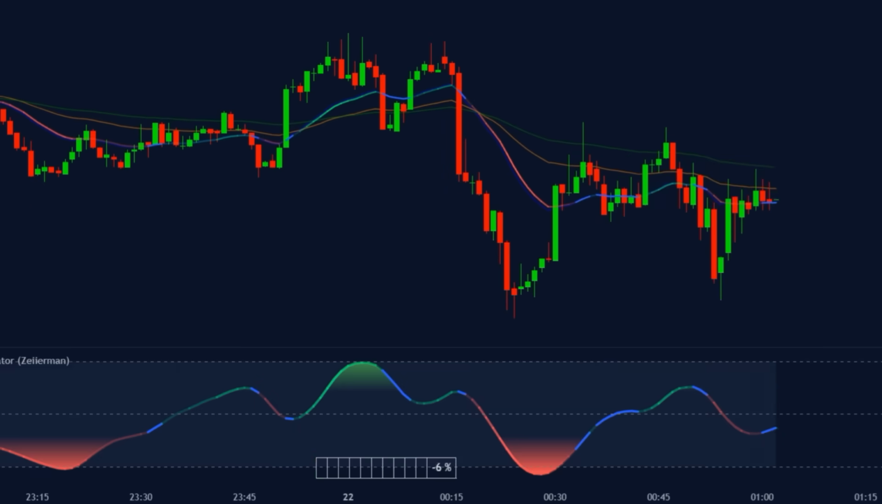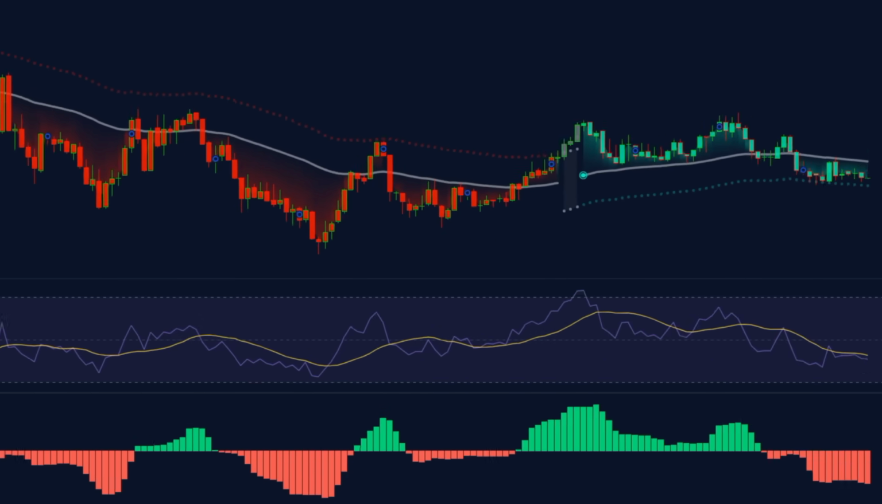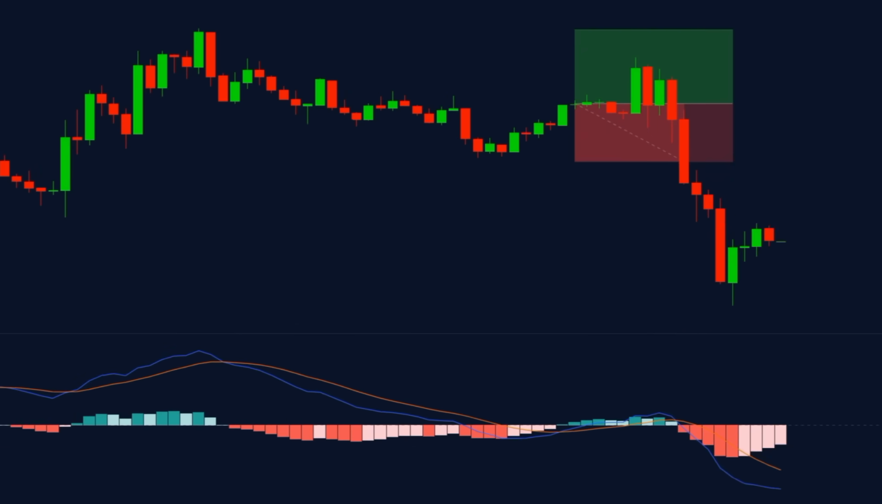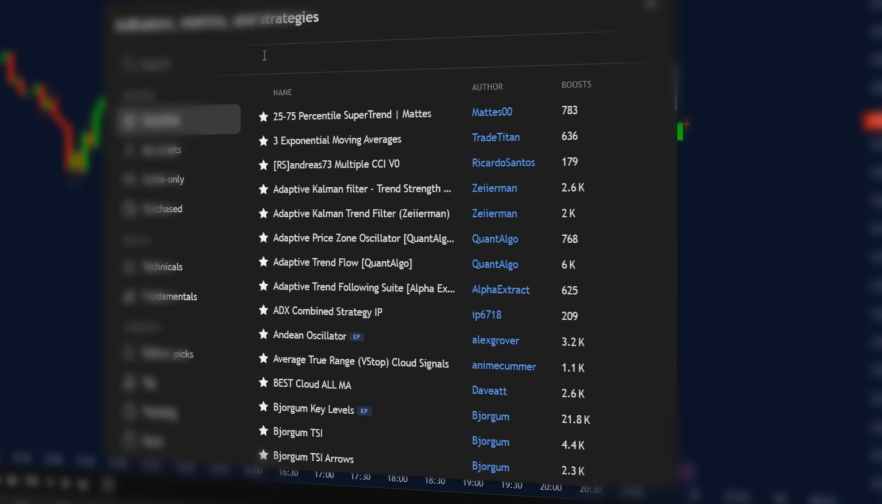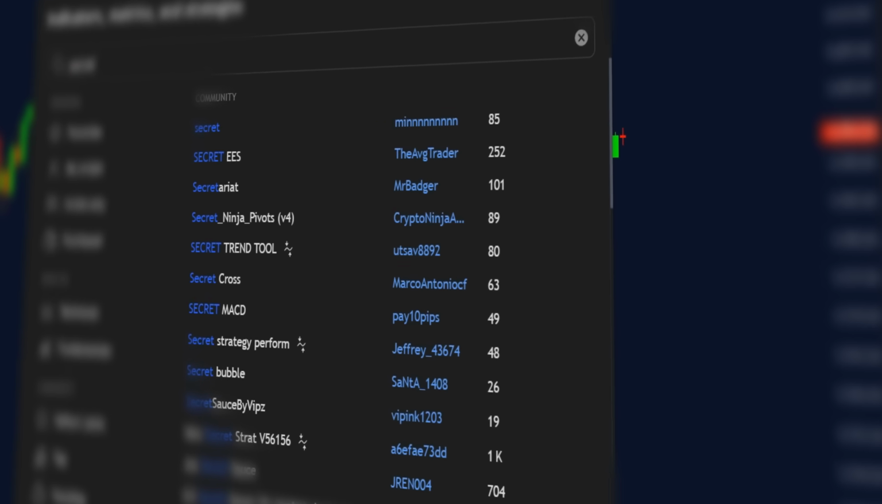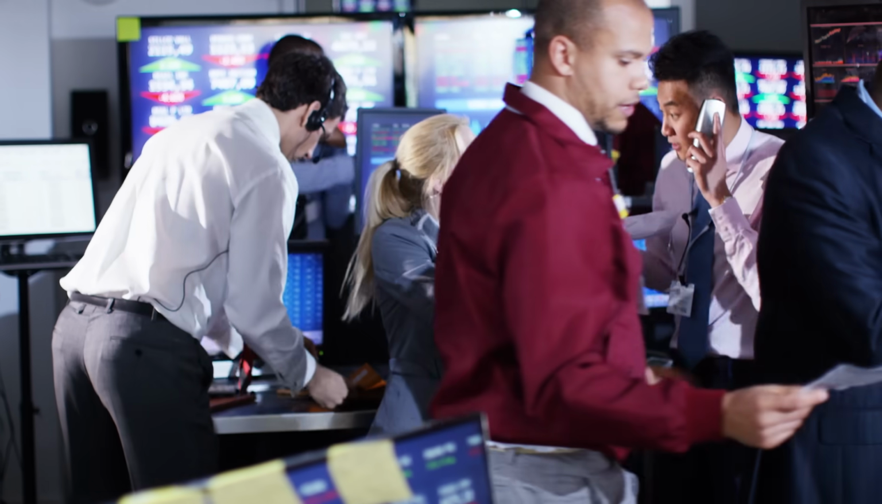I tested over 100 free indicators on TradingView, so you don't have to. Most of them are complete garbage. They repaint, they lag, and they blow up accounts. But hidden deep in the library, I found 3 specific tools that are actually used by professional hedge funds.